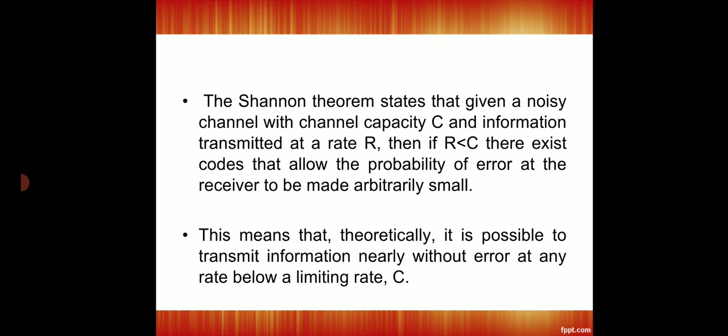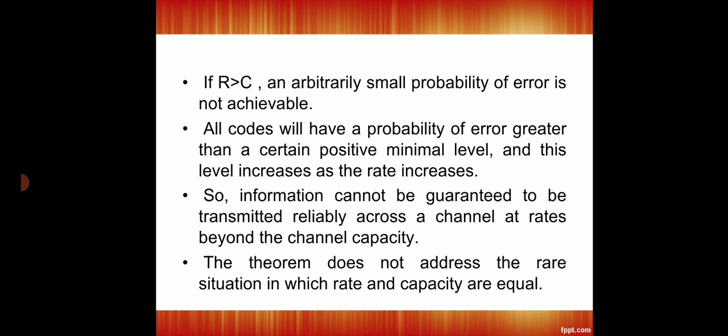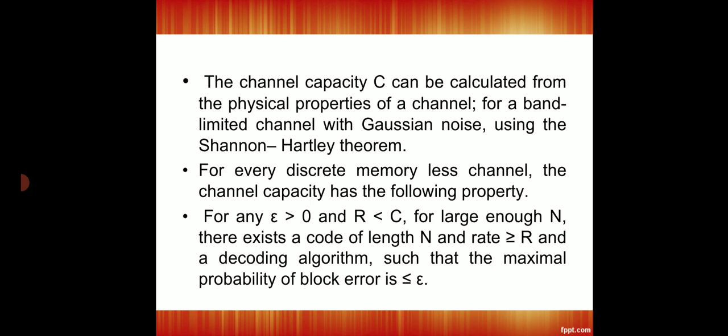Shannon's theorem states that in a noisy channel with capacity C and information rate R, if R is less than C, then there exist codes that make the probability of error arbitrarily small, and if R is greater than C, the probability of error cannot be made small. Such codes will have a probability of error greater than a minimum level, and this level increases as the rate increases. So information can be guaranteed to be transmitted reliably across the channel below the channel capacity, and the theorem does not address the situation in which the rate and capacity are equal.